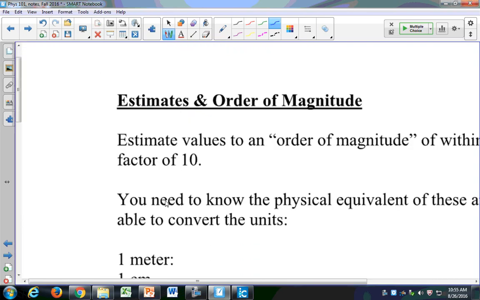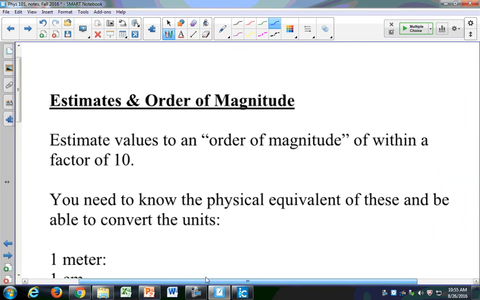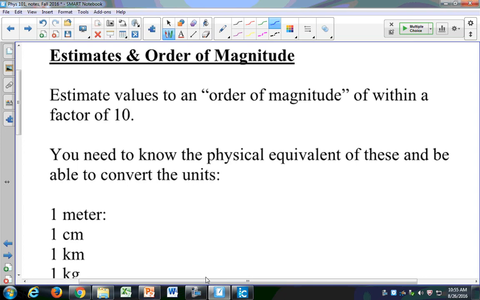Okay, let's do estimates and orders of magnitude. With the estimates, students sometimes have trouble with this. Whenever I ask you to estimate something, you're always looking to get it within a factor of 10. And in order to do that, you need to know a few basic measurements. You need to know what a meter is. A meter is a few feet. It's about the length from here out to the tip of your arm. It's about 3 feet long.